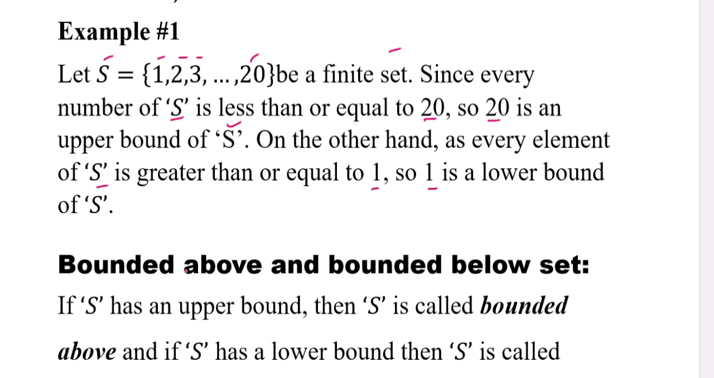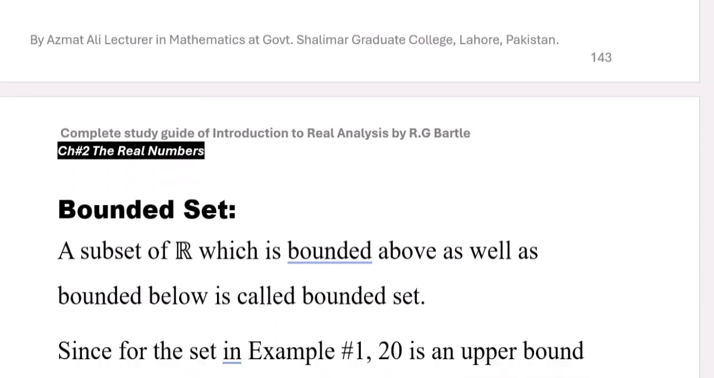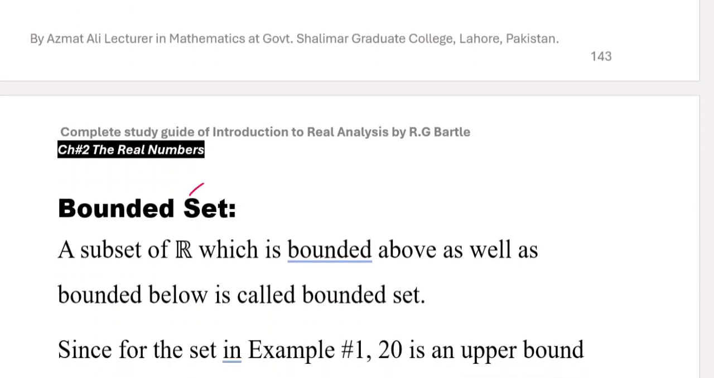Bounded above and bounded below sets. If set S has an upper bound, then S is called bounded above. If set S has a lower bound, then S is called bounded below. Lower bound means bounded below. Upper bound means the set is bounded above. Bounded set: a subset of R which is bounded above as well as bounded below is called a bounded set.